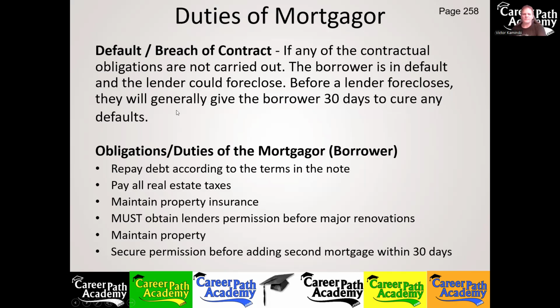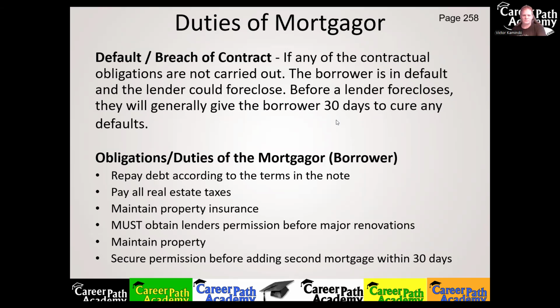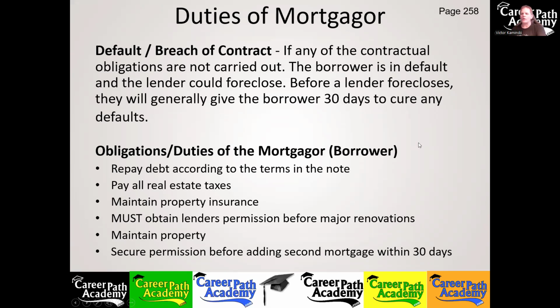We're going to go over these, but default or breach of contract, once again, a refresher from chapter 11: if any of the contractual obligations are not carried out, the borrower is in default and the lender could foreclose. But before a lender forecloses, they'll generally give a borrower 30 days to cure any defaults. So, what are the obligations and duties of the mortgagor, the borrower? Pretty important to know, because if you don't carry them out, you're in default and they could foreclose and take your property. So you've got to repay the debt according to the terms in the note.